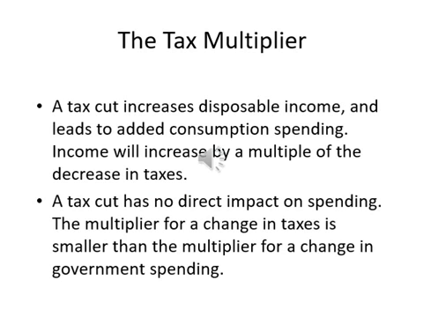A tax cut increases disposable income and leads to added consumption spending. Income will increase by a multiple of the decrease in taxes. A tax cut has no direct impact on spending. The multiplier for a change in taxes is smaller than the multiplier for a change in government spending.